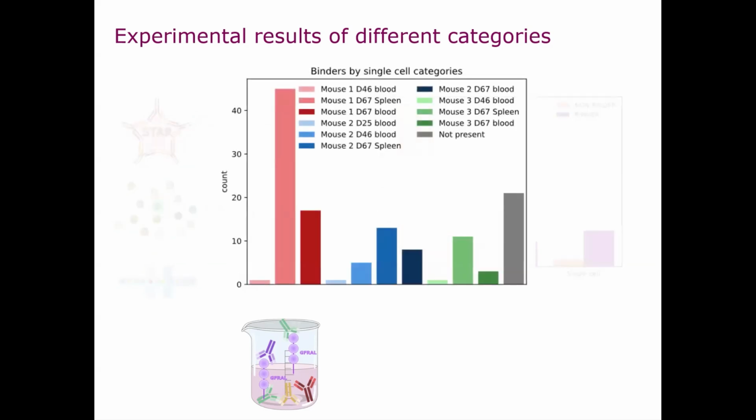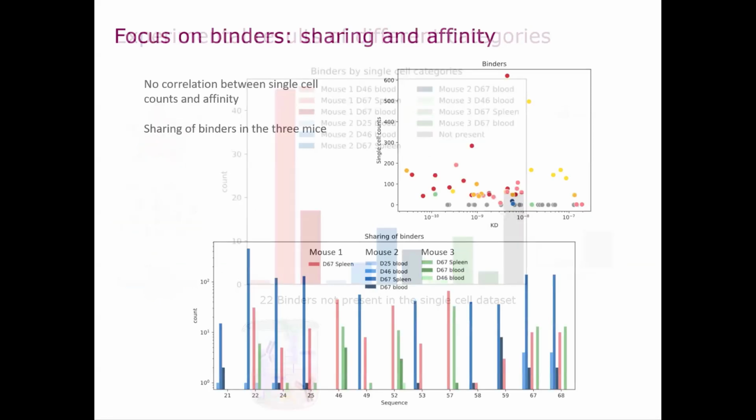If we want to see where the response is coming from, here we can see where the binders were coming from. In particular, the highest peak is from the spleen, and this is not surprising. But the second peak is this gray bar, and these are the sequences that were not present in the single cell dataset. So again, this was really interesting for us.